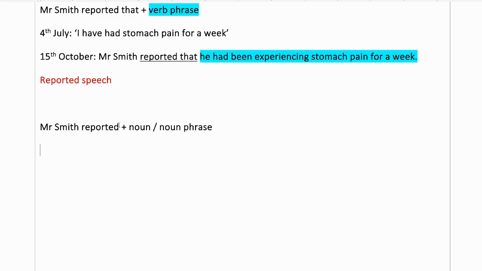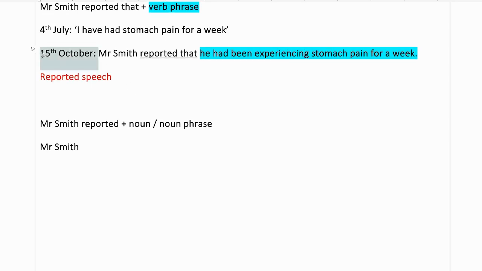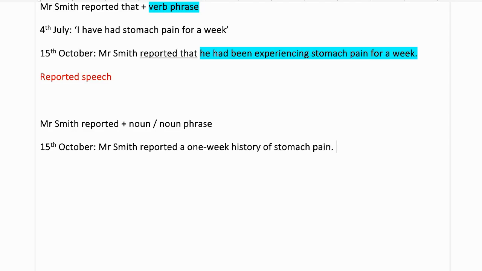So now what I need to do is turn this into a noun. And this is a process called nominalization. Again, it's another thing that we teach in our school regularly. Mr. Smith, so remember I'm writing on the 15th of October again, okay? Mr. Smith reported, now how about this for a nice trick? A 1 week history of stomach pain. Oh, fantastic. Okay, so a 1 week history of stomach pain is a noun phrase.